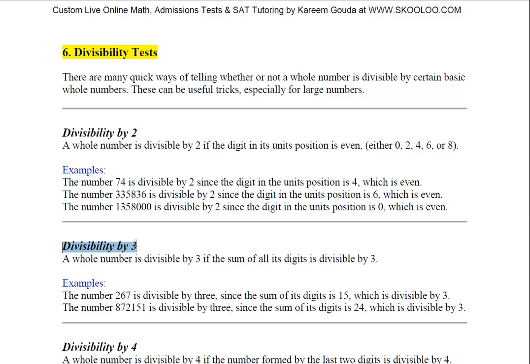Now, divisibility by 3. In divisibility by 3, if we add all of the digits we get a sum. If this sum is divisible by 3, then the whole number is divisible by 3. For example, is 267 divisible by 3? How do we know? We add 2 plus 6, 8, 8 plus 7, 15. Is 15 divisible by 3? Yes, 15 is divisible by 3. That means that 267 is divisible by 3.